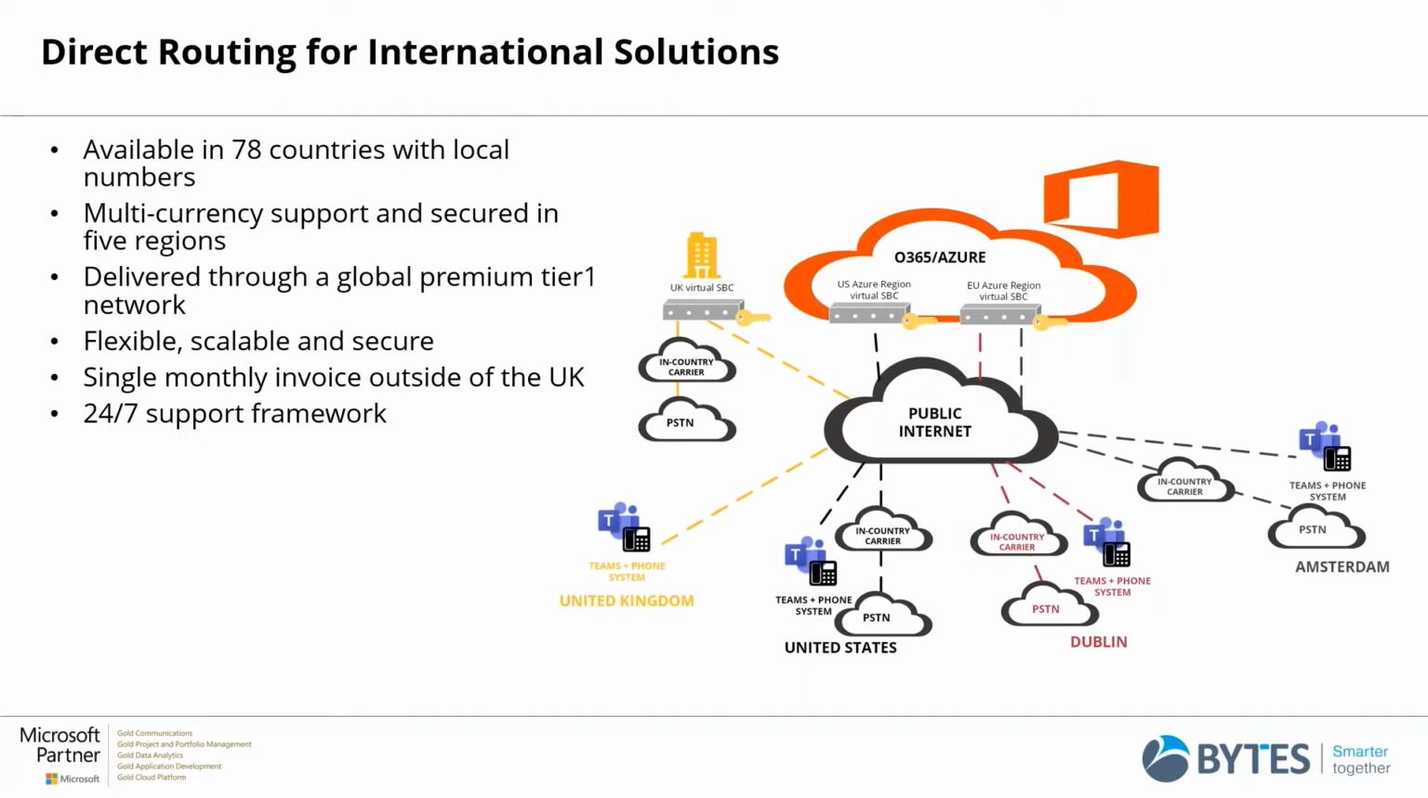So you've got a lot of options around direct routing for international solutions. You've obviously got these carriers, and you might have heard of the Carrier Connect program. So you can have a blended approach when you look at deploying Microsoft on a global scale. We've got numbers available in 78 countries with local DDI numbers. Obviously we have multi-currency support, and it's all delivered through premium tier 1 network providers.